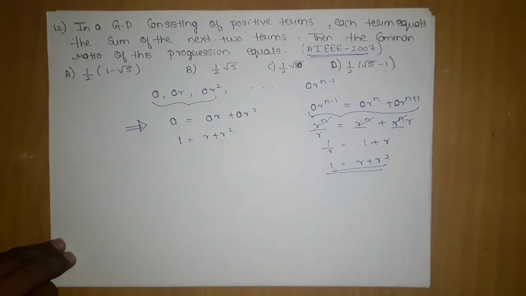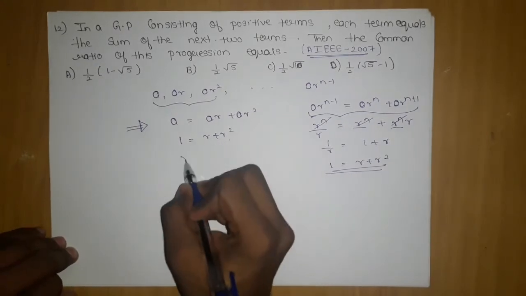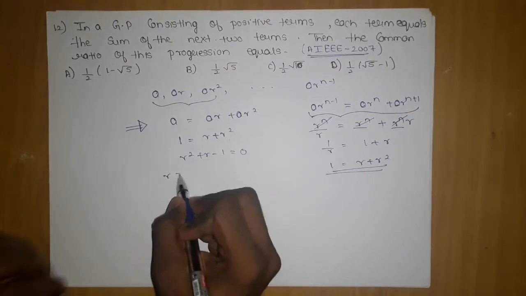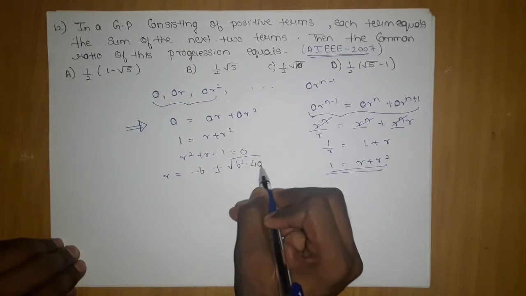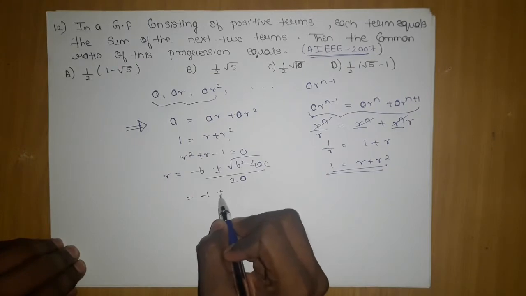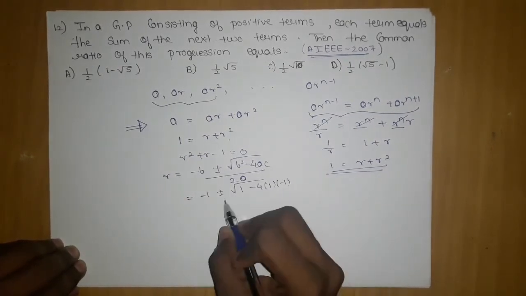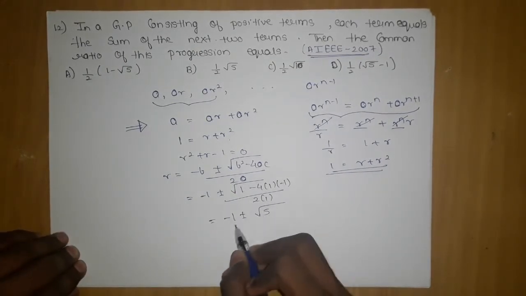Now what they are telling is the common ratio of the progression equals to... So this is a quadratic equation in r. Let's solve it. We have r square plus r minus 1 equal to 0. Now let's use the quadratic formula: r equals minus b plus minus under root b square minus 4ac by 2a. Here b is 1, so minus 1 plus minus under root 1 minus 4 into 1 into minus 1 by 2 into 1, giving us finally minus 1 plus minus under root 5 by 2.